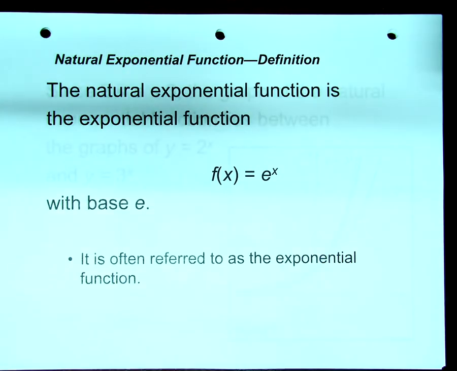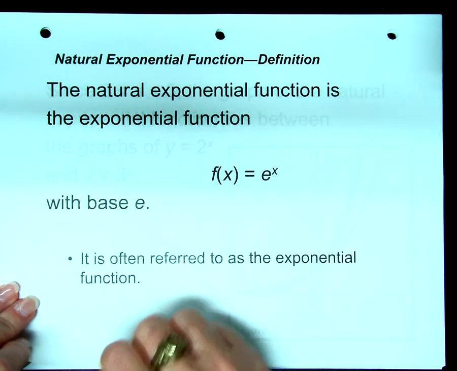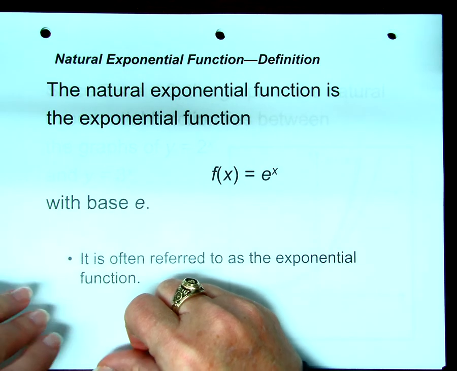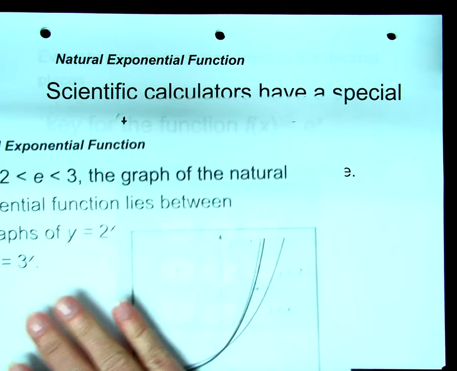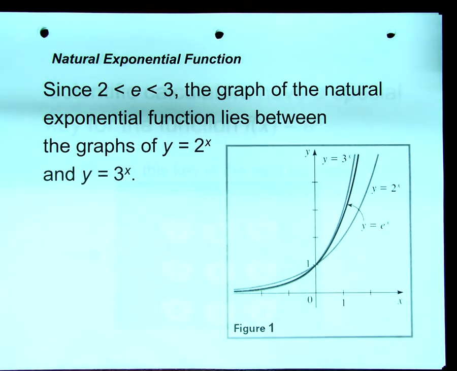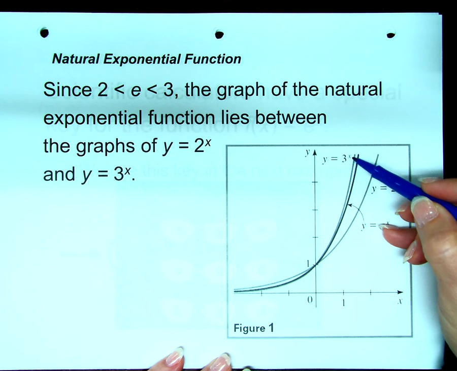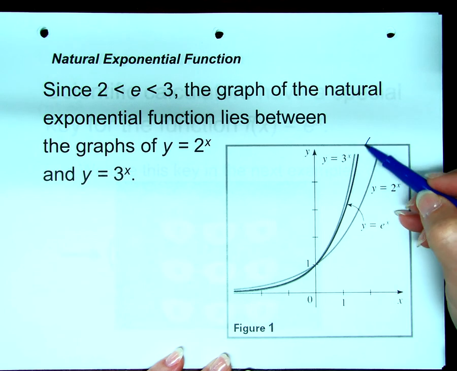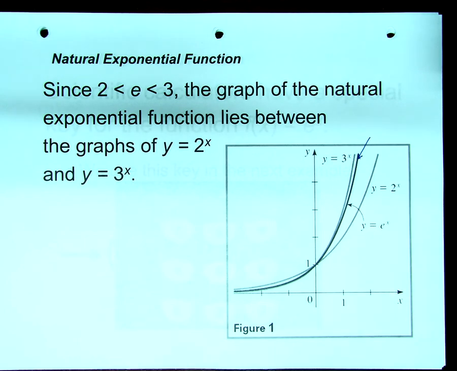The natural exponential function is the exponential function f of x equals e to the x, where e is our base. It's often referred to as the exponential function or the natural exponential function. Since 2 is less than e, which is less than 3, we know that the graph of the natural exponential function lies between the graphs of y equals 2 to the x and y equals 3 to the x. Y equals 3 to the x is this one up here, y equals 2 to the x is this one, and y equals e to the x is that one right there.